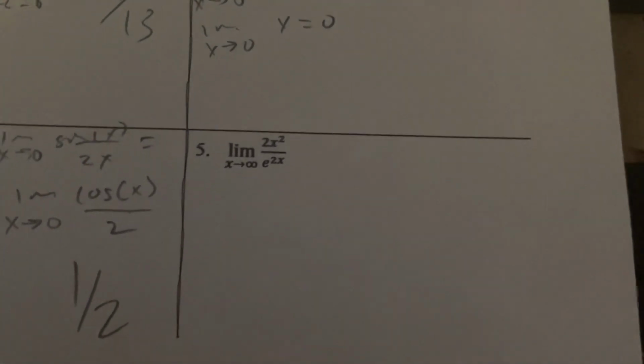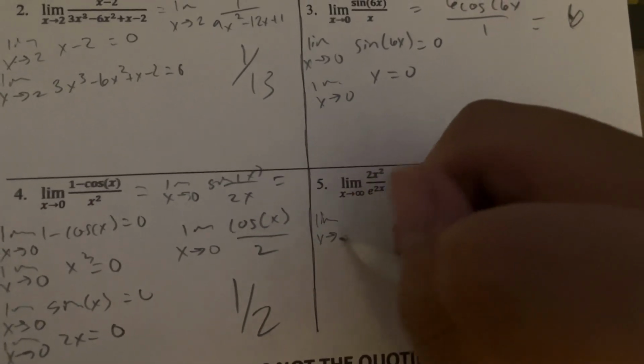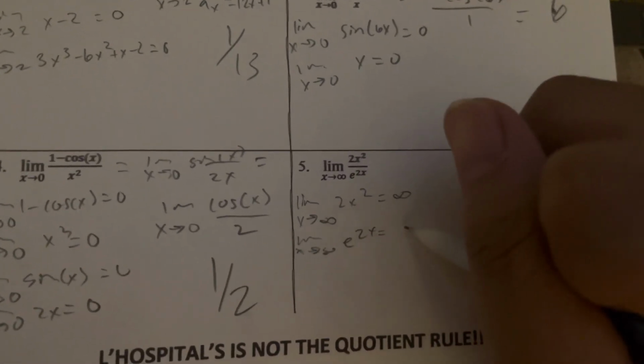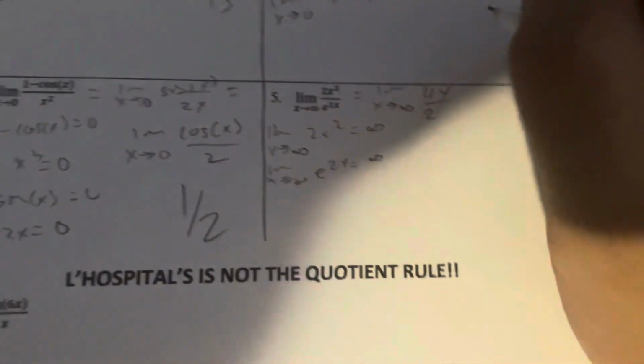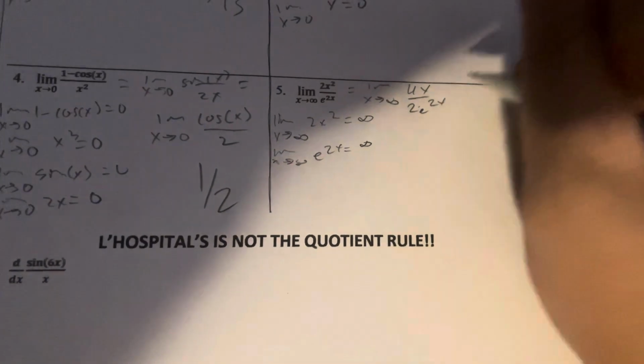Number 5. We check them separately. So the limit as x approaches infinity of 2x squared equals infinity, and the limit as x approaches infinity of e to the power of 2x equals infinity. So now we find the derivative. So this becomes the limit as x approaches infinity of 4x over 2e to the power of 2x.